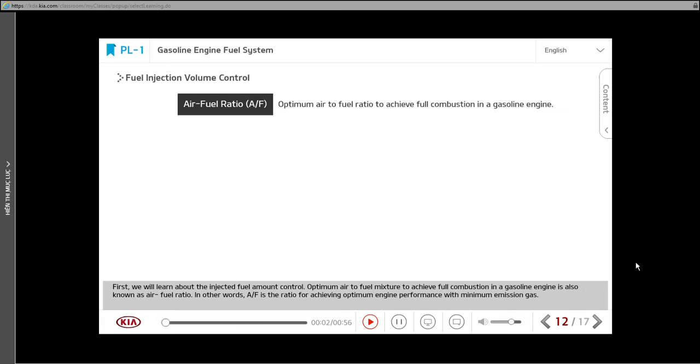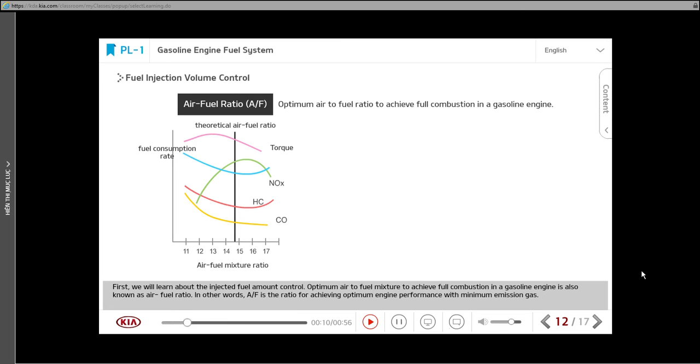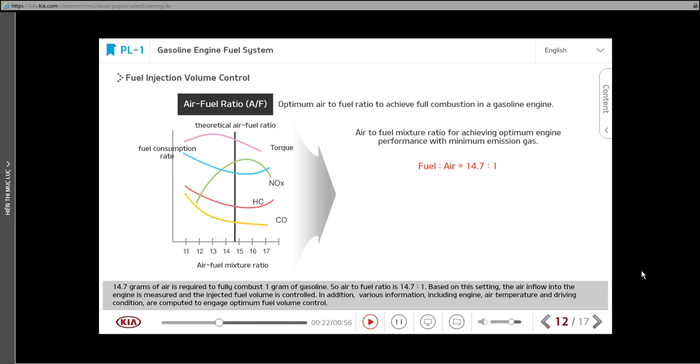First, we will learn about the injected fuel amount control. Optimum air-to-fuel mixture to achieve full combustion in a gasoline engine is also known as air-fuel ratio. In other words, air-fuel is the ratio for achieving optimum engine performance with minimum emission gas. 14.7 grams of air is required to fully combust 1 gram of gasoline. So air-to-fuel ratio is 14.7 versus 1.